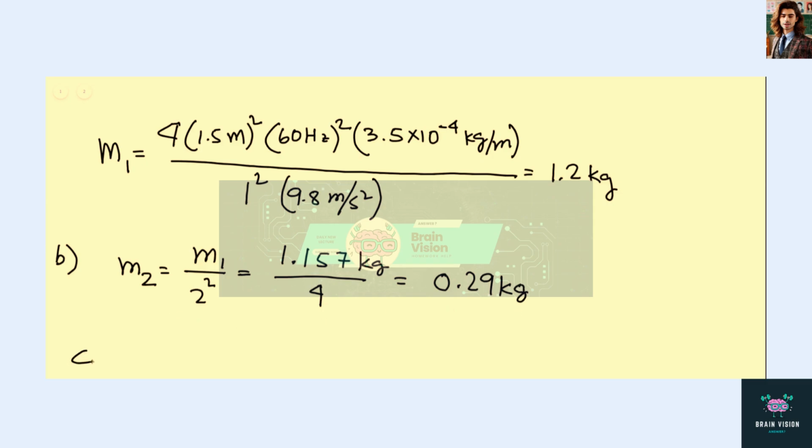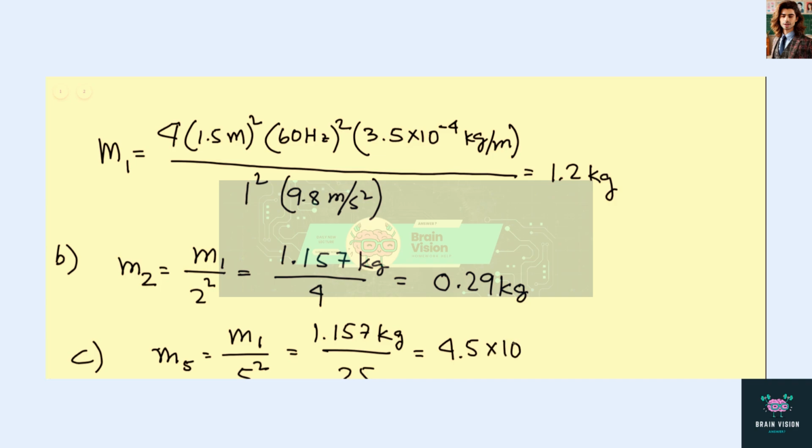Finally, for part C, we have m5, which is equal to m1 by 5 squared. So now we can again use the numbers. So we have 1.157 kg divided by 5 squared, which is 25. So that will give us 4.5 times 10 to the power -2 kg.